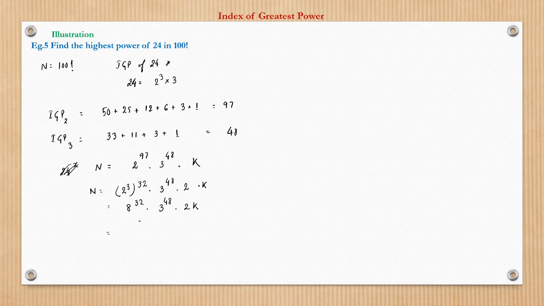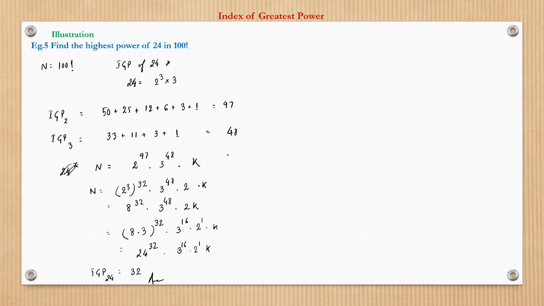Now we want a power of 24. So 24 would be 8 into 3, two co-primes. For the maximum power, 3 can have 48, fine, but 8 can only have 32. So the limiting factor is 32. It can have 32, and the rest of the powers of 3 would be 16 here, 2 here, and then k. So what is the maximum power of 24? It is 32. So from here we get that IGP of 24 is 32. Right, this is the answer.